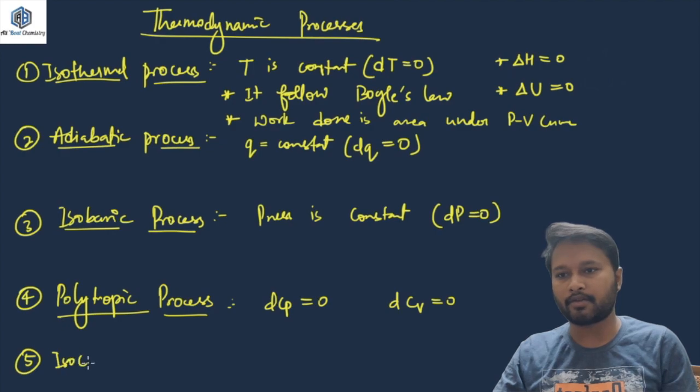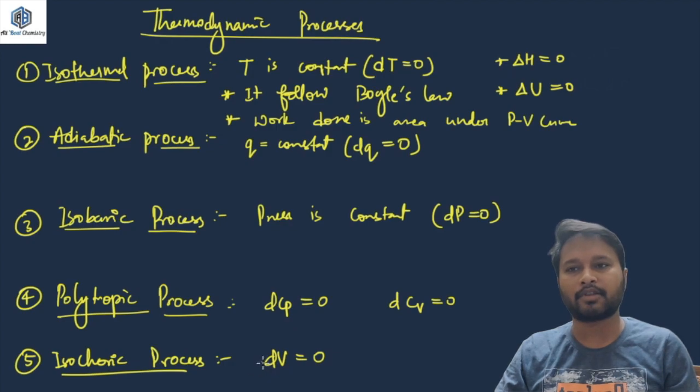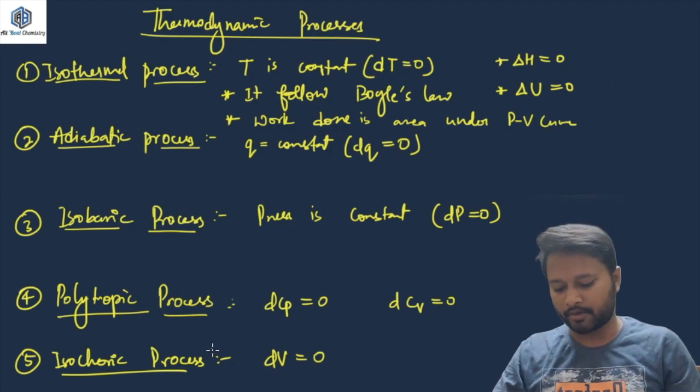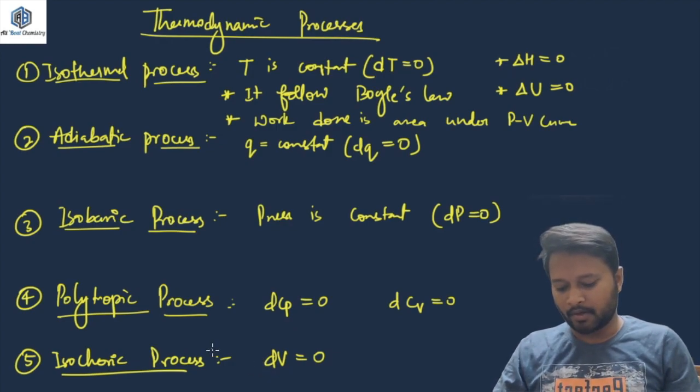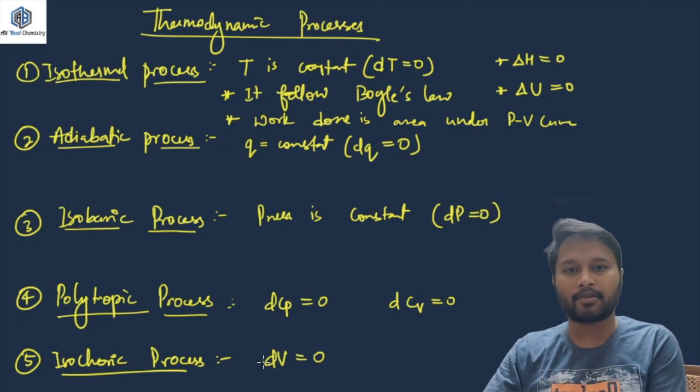Next is your isochoric process. What will happen in the isochoric process? Over here your change in volume will be 0. There will be no change in volume; your volume will remain constant in this particular case. Now you might have heard about bomb calorimetry. The combustion of a substance in the bomb calorimeter is actually an example of an isochoric process.